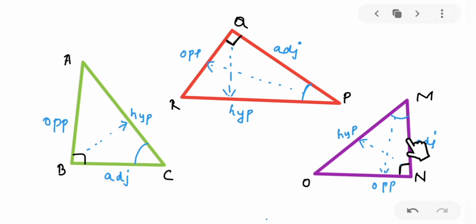In this triangle MNO, which is right angled at M, let me choose the reference angle here as M. When I choose the reference angle as M, ON becomes the opposite side, and MN, which is immediately next to the reference angle M, becomes the adjacent side. So MN is the adjacent side, and the side opposite to the 90 degree becomes the hypotenuse. So now we are pretty clear how to recognize the opposite side, adjacent side and the hypotenuse for a given right angle triangle and given reference angle.